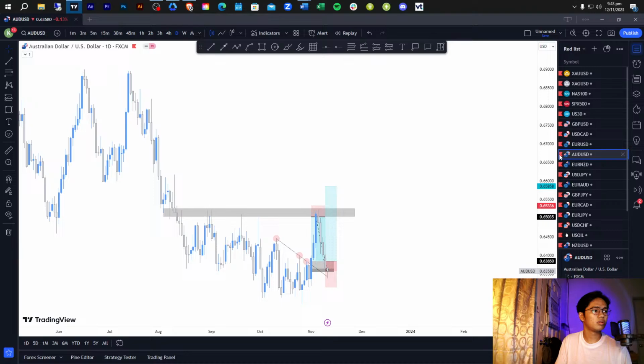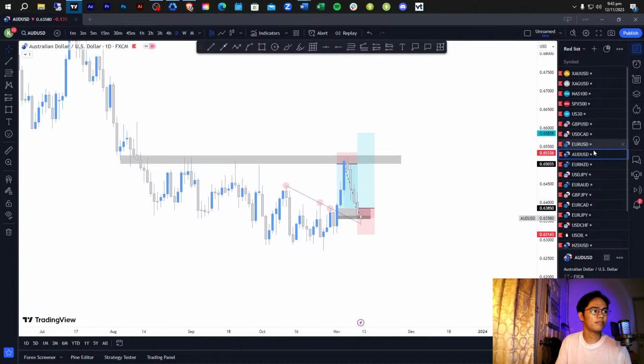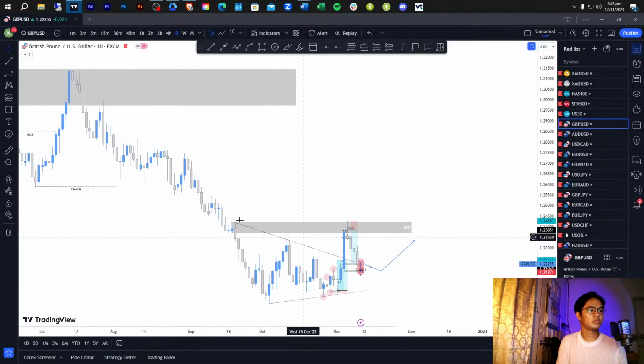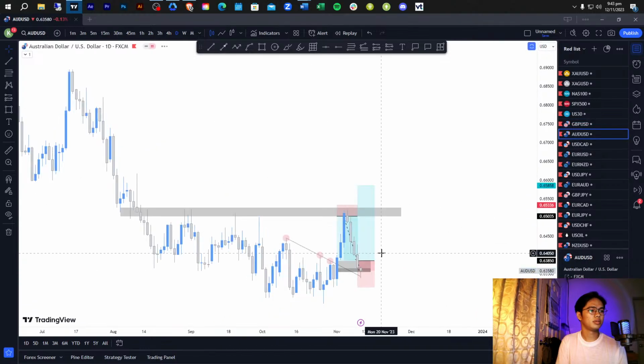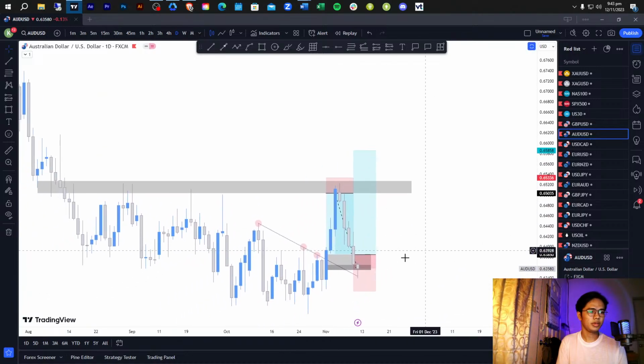Let's now go on AUD USD. They actually have the same chart as GBP USD. They both have this trend line that just got broken, and right here we have this trade.